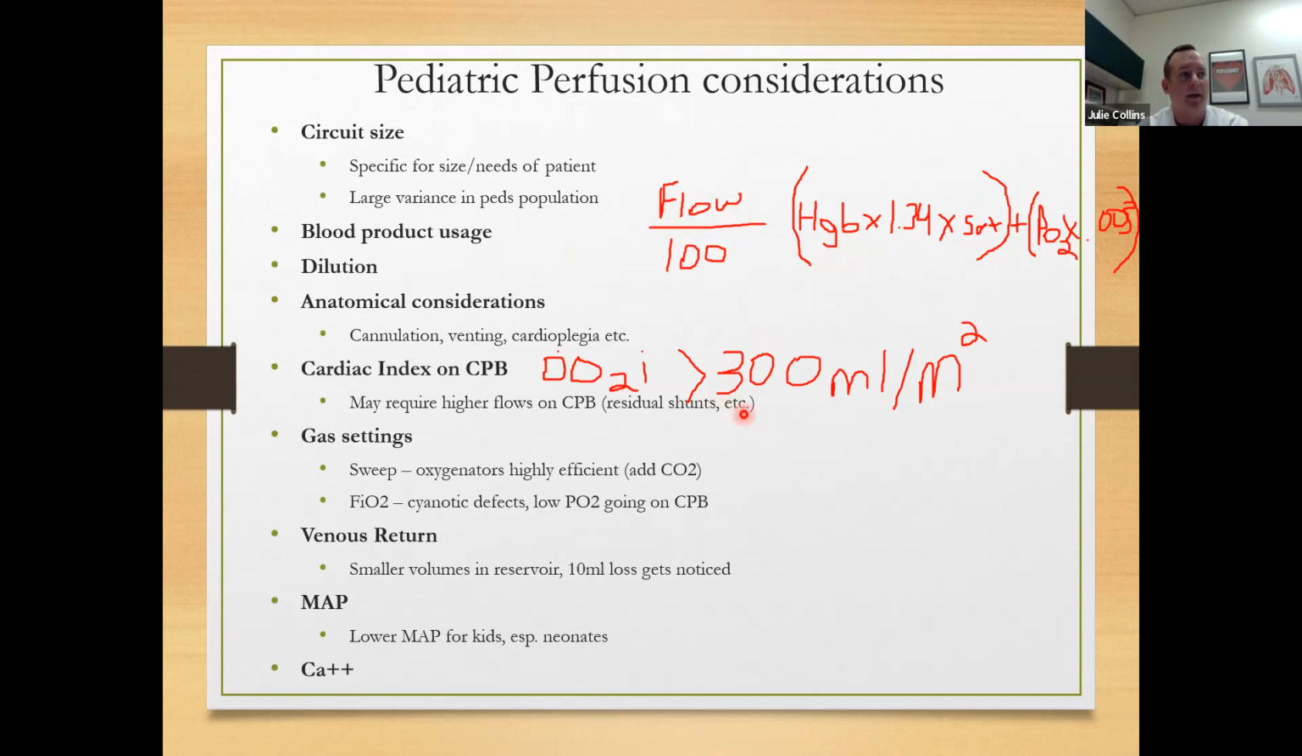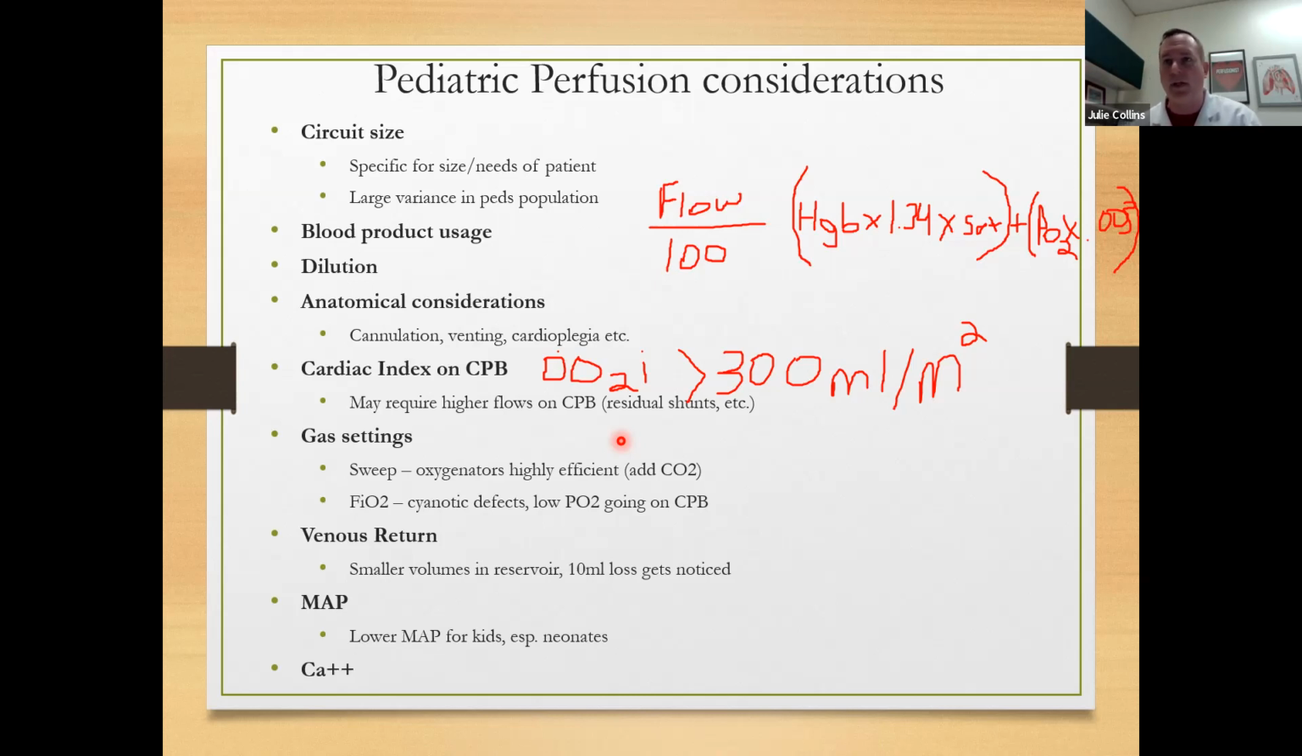But always keep in mind, flow is relative. You can say I'm at a 2.5 index, but that is relative. What's your hemoglobin? What's your DO2I? You want to know more of the picture. We talked about how MAP is very relative as well. We talked about how SVR really matters and gives you more of the full picture.